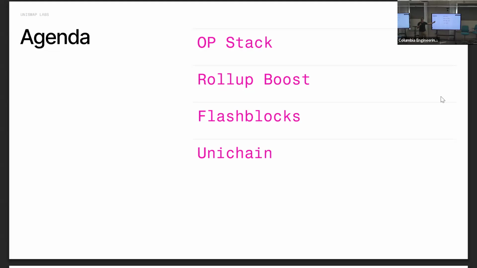First, the OP stack, then Rollup Boost, which is an out-of-protocol extension to the OP stack that's built around interesting things we can do with block building. Still probably less interesting than what Flashbots has done on layer 1, but we're starting to evolve layer 2s and rollups. Then I'll talk about Flashblocks, which is a very exciting extension to rollups. And then lastly, just a blurb on Unichain.